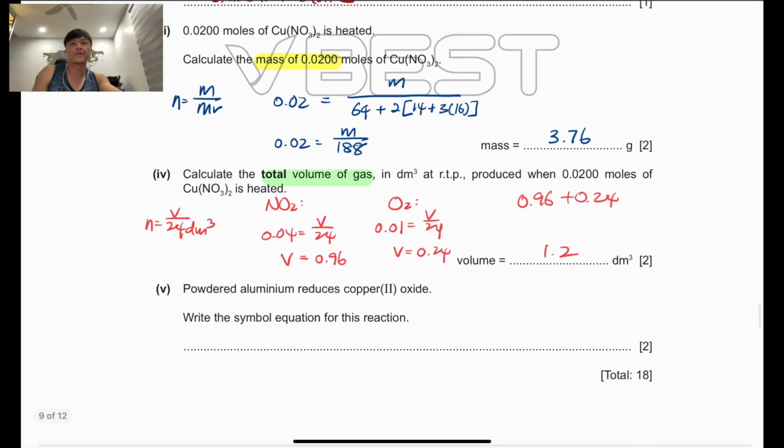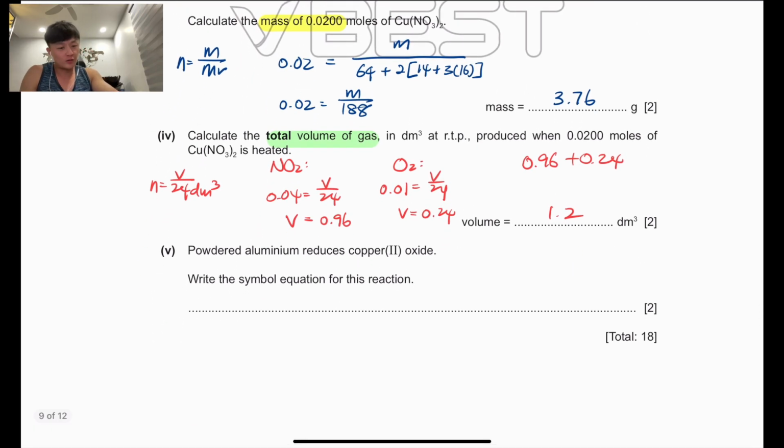Okay, so next one. Write the symbol equation for this reaction. See, aluminium reduces copper 2 oxide. Al plus CuO, a displacement reaction. Remember, aluminium is in group 3.